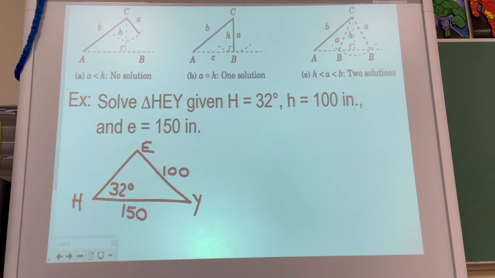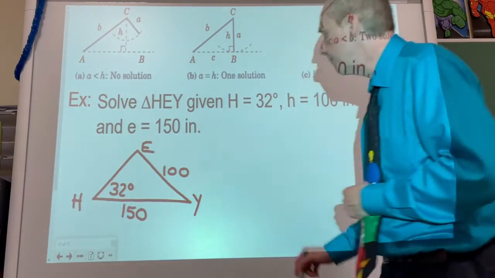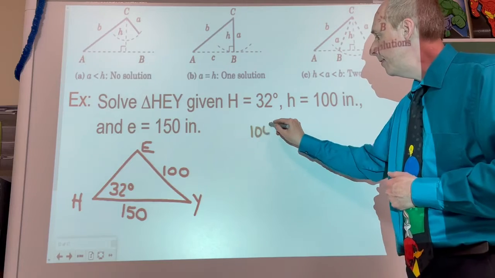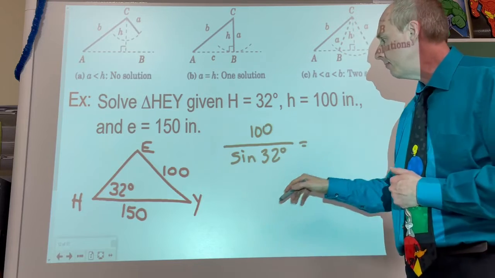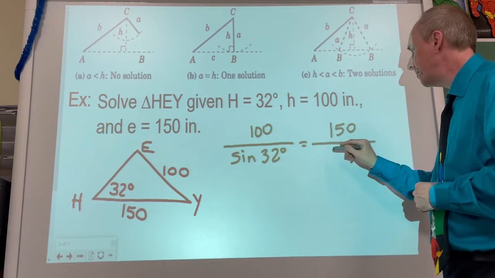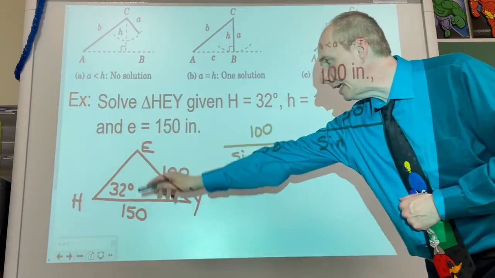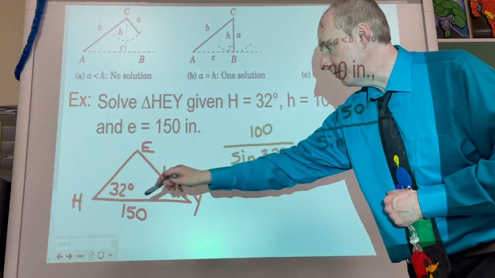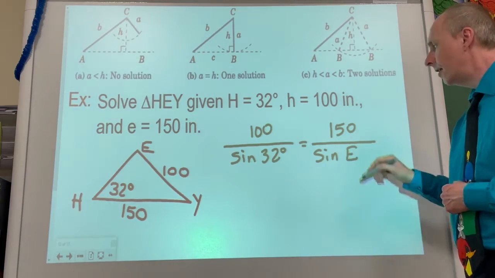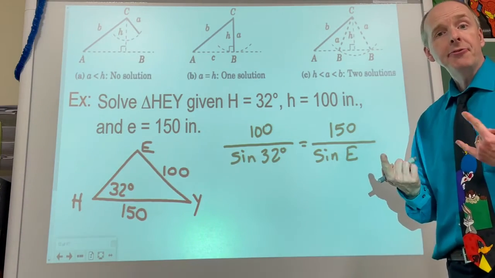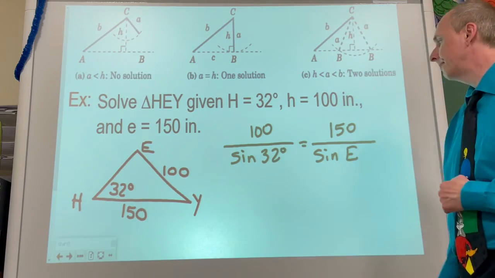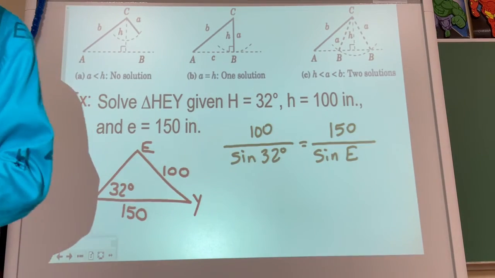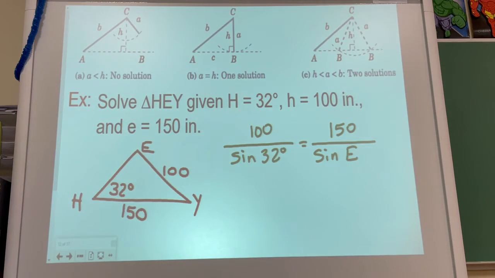Okay, so let's consider what's going on. If we set up 100 over sine of 32 degrees and set that equal to 150 over sine of E, right? This side, this angle. This side, this angle. We can cross multiply. Why don't you pause for a minute? Go ahead, you try to find how big angle E is.